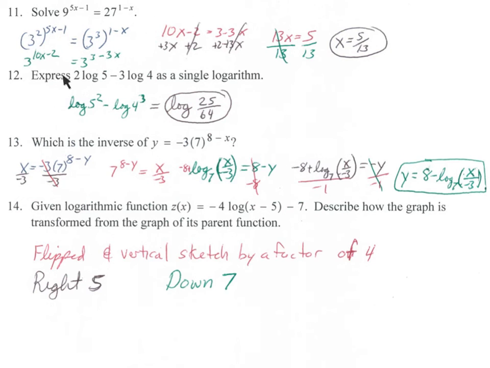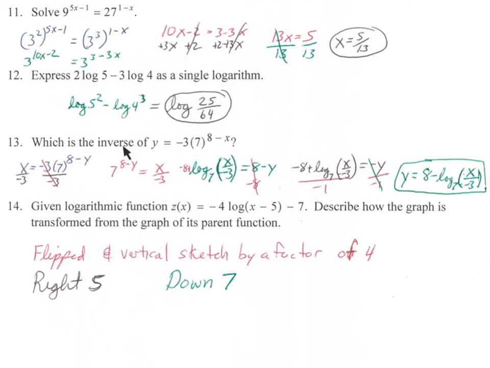Alrighty, number 12. I want to express this as a single logarithm. That means condense. The bases are the same, so I can. But before I start condensing, I first want to take these numbers in front and make them powers. So you can see right there, that becomes 5 squared. That becomes 4 to the third. 5 squared is 25. 4 to the third is 64. And a minus means divide. So you have the log, and again it was 25 divided by 64. And that is called condensing.